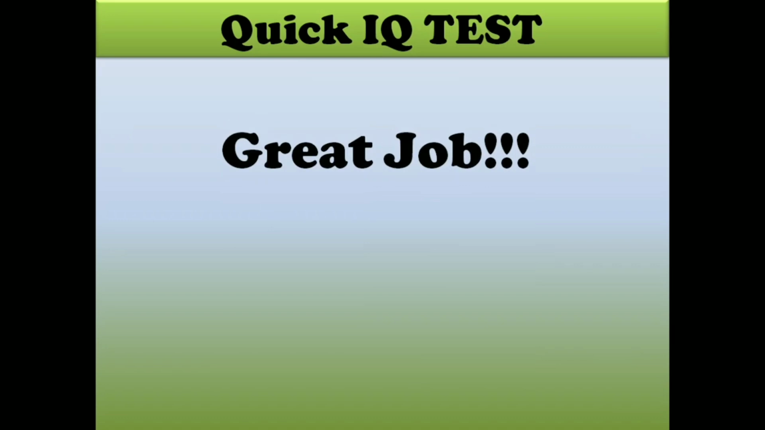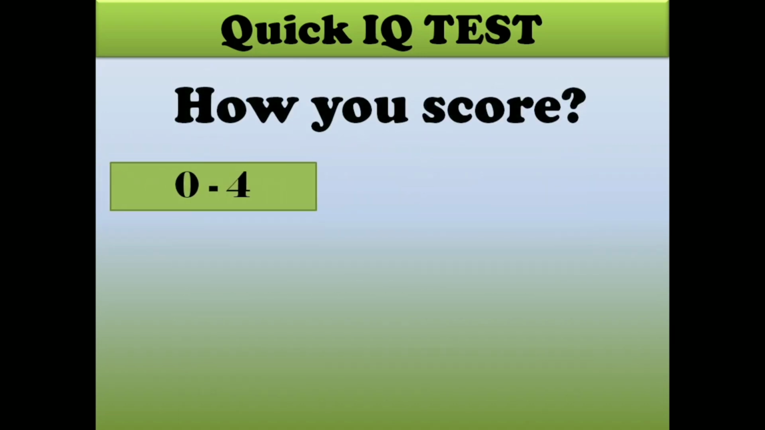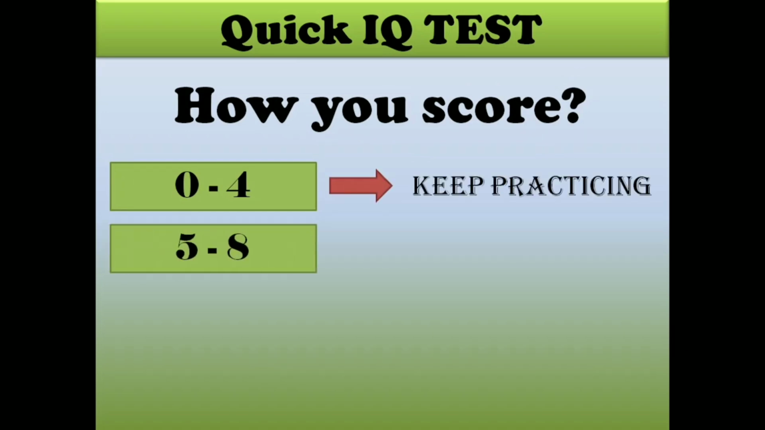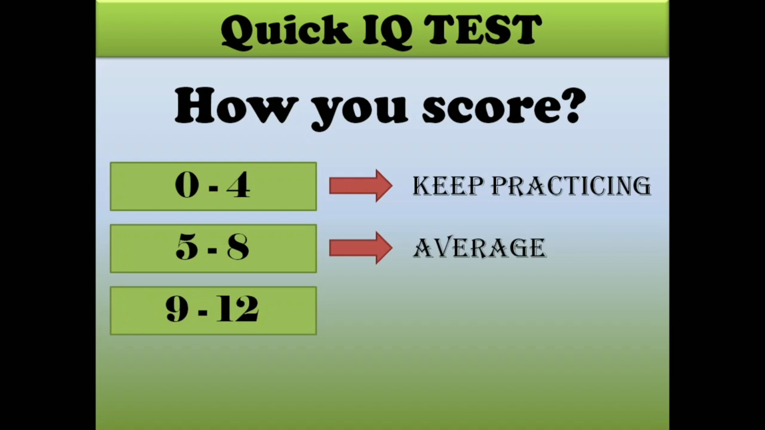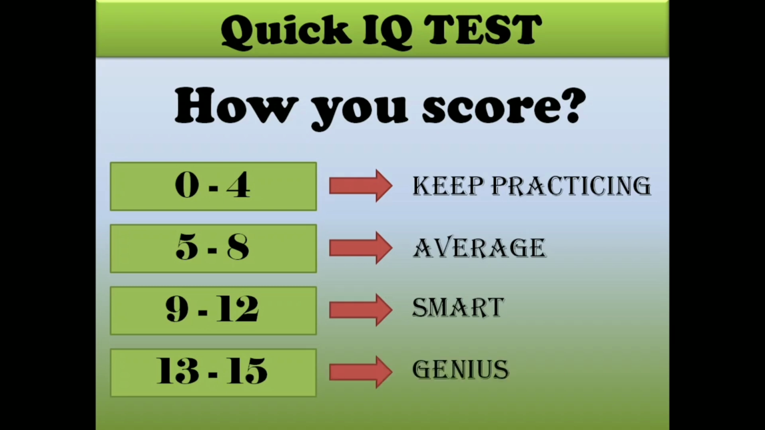Great job! You have successfully completed your quiz. Hope you remember your score. If yes, then check your results. If you score between 0 and 4, you need more practice. If you score between 5 and 8, then you are average. If you score between 9 and 12, then you are smart. And if you score between 13 to 15, then you are a genius.